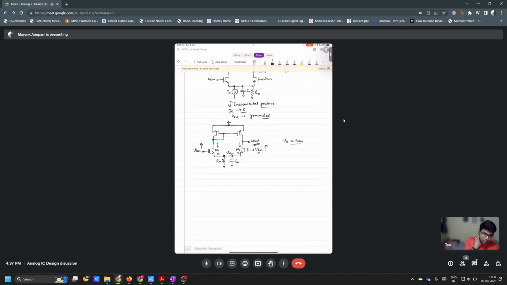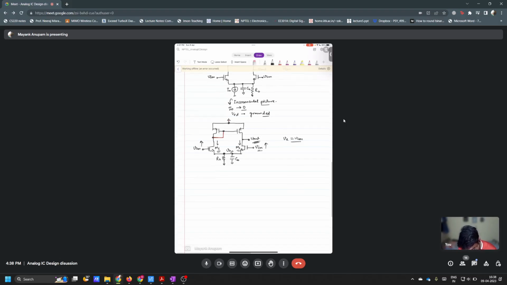Is that clear? Sir, in this common mode, the R out would be different from the differential mode, right? One second, yes, it will be different. So how are you saying that it will be different, just by looking at it? What is the feel for that?